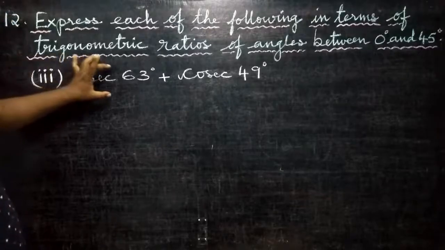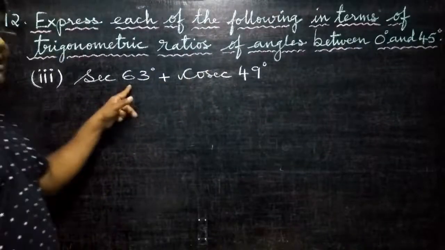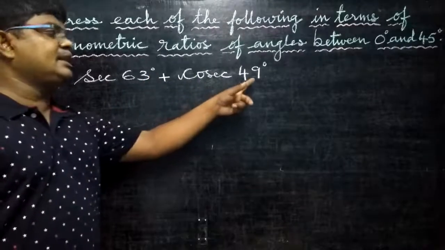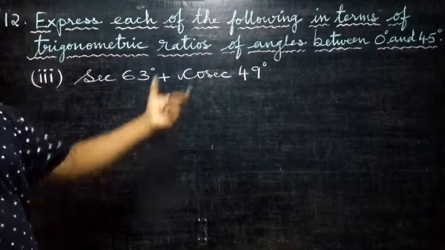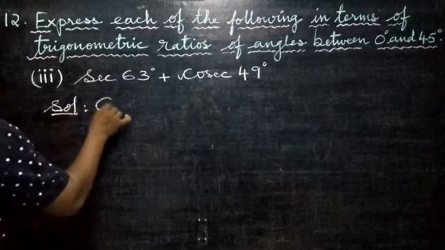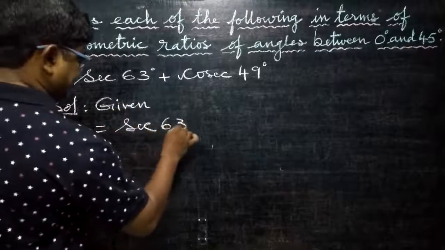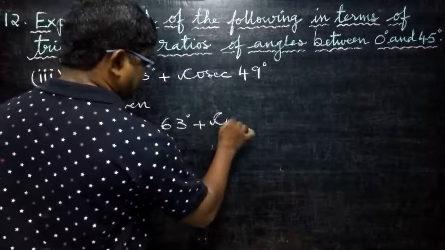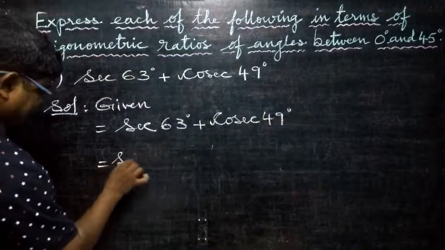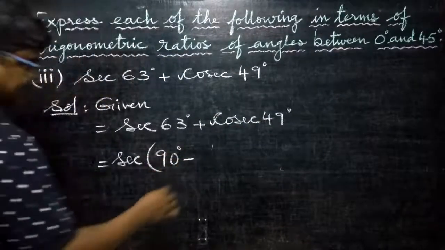Third bit. The trigonometric ratio should be between 0 degrees and 45 degrees. Now here, secant 63 degrees is more than 45, cosecant 49 degrees is more than 45. Now we are going to change, we are going to express. So solution: what is given? They have given secant 63 degrees plus cosecant 49 degrees. Now I am writing secant of 90 degrees minus how much?